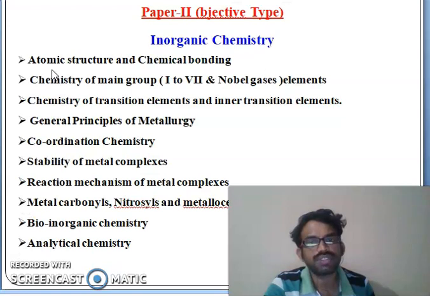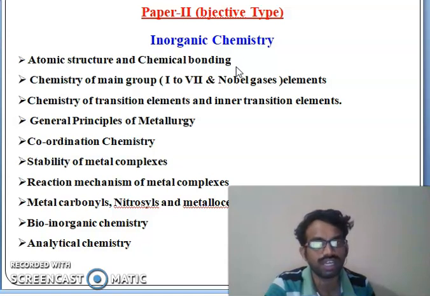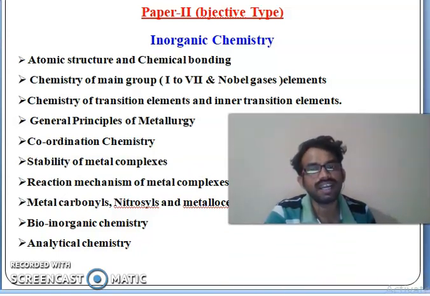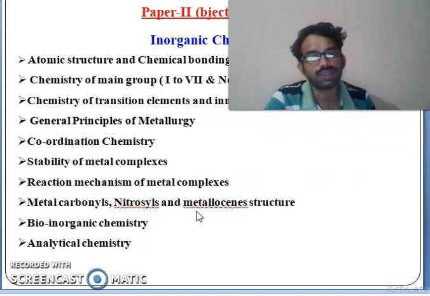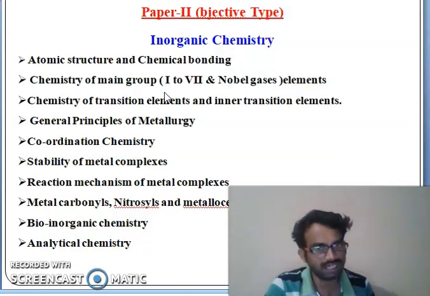You can see the inorganic chemistry. The first topic in the inorganic chemistry syllabus is atomic structure and chemical bonding. The next topic is the chemistry of main groups, like first to sixth group and noble gas elements. The third topic is the chemistry of transition elements and inner transition elements, general principles of metallurgy and coordination chemistry, stability of metal complexes, reaction mechanisms of metal complexes, and next are metal carbonyls, nitrosyl and metallocene structure, and bioinorganic chemistry, analytical chemistry. These are the syllabus for the JL inorganic chemistry.